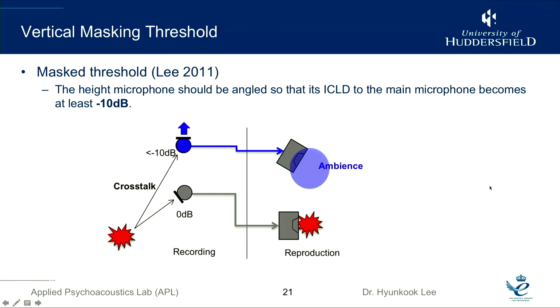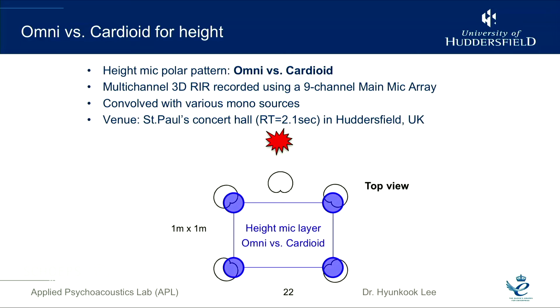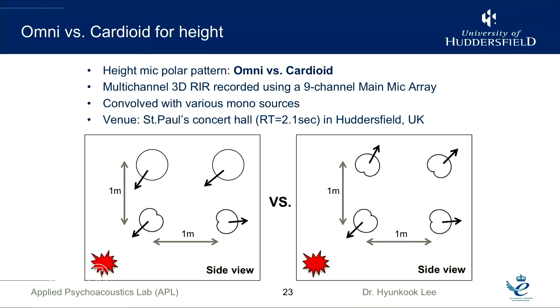So now I'm gonna play an example here. This is supposed to be a 3D demo, but I'm gonna play a recording made using an omni microphone height layer and the cardioid microphone height layer. So the base array was like this, a 1 by 1 meter microphone array, and we added 4 height channel microphones above the main layer, so like this. The first example is just pure omni microphones, 4 omnis above the main array. And the second one is cardioid microphones facing away from the source, so there's a complete rejection of the direct sound.